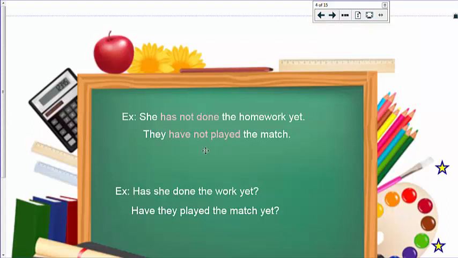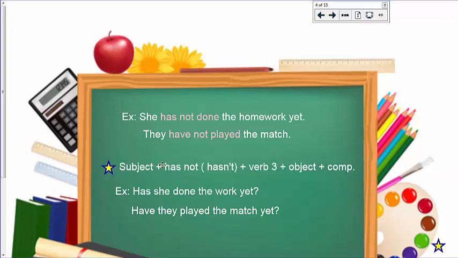If we want to talk about a present perfect active form in a negative sentence, look at this sentence. She has not done the work yet. They have not played the match. So we form the negative form of a present perfect by using not with has and have. We can say hasn't or haven't. They are the same. So we can also here put a rule. Subject plus has not or hasn't or haven't plus verb 3 plus object plus complement.